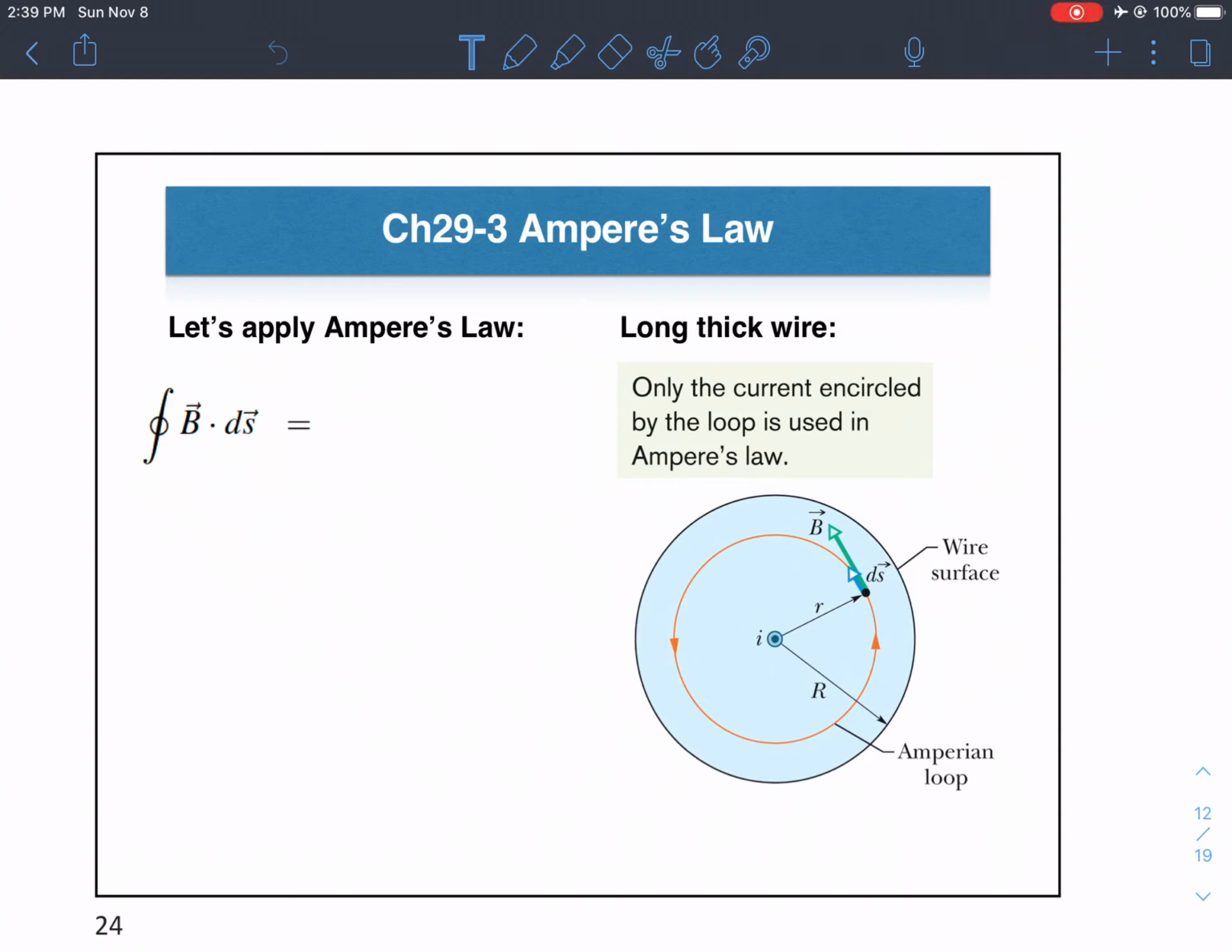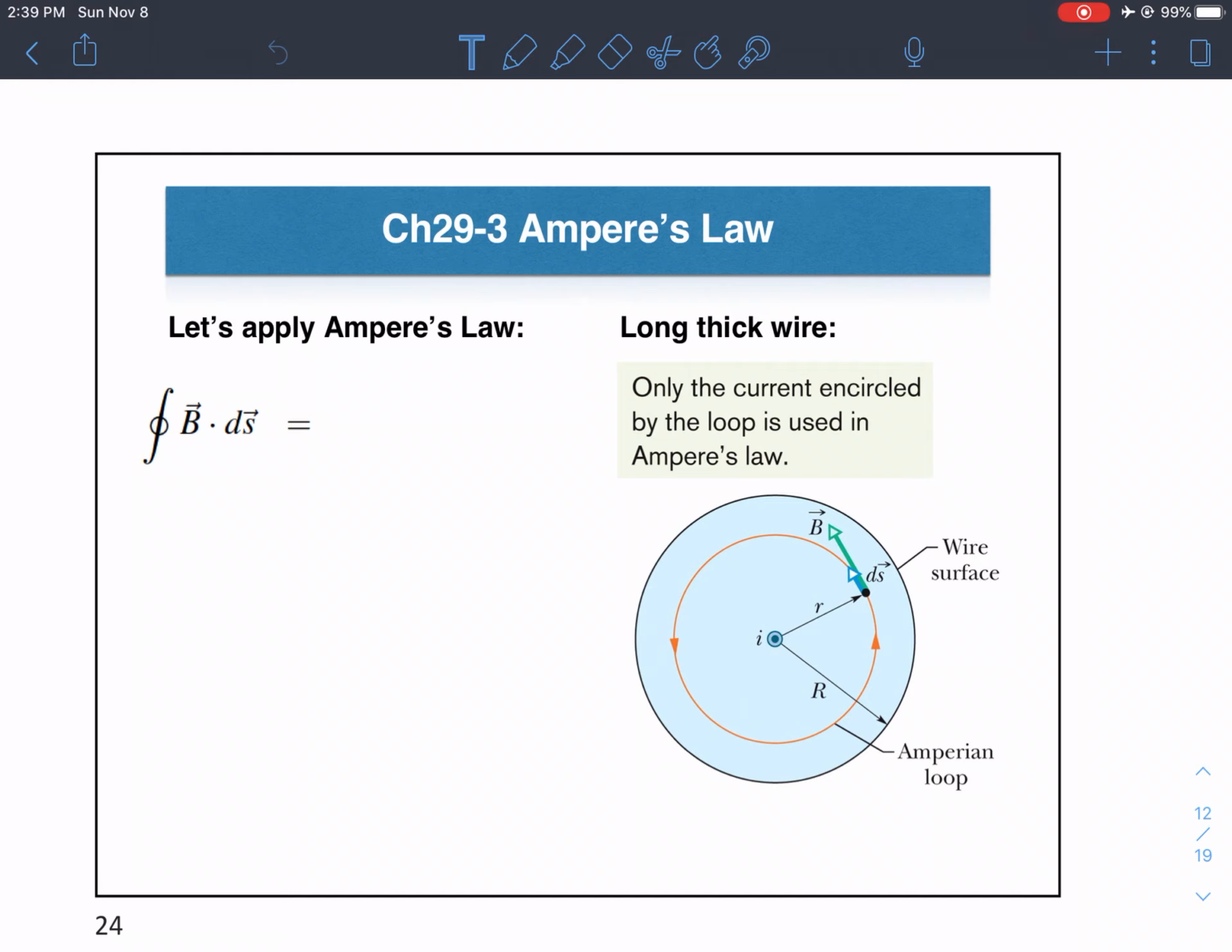Previously, we talked about Ampere's law, where we found the magnetic field outside the current carrying wire. Now we are looking for another application, and we are finding the magnetic field inside a thick current carrying wire. The orange loop you can see is the path of integration, and we are finding the magnetic field on that orange circle, any point on it.